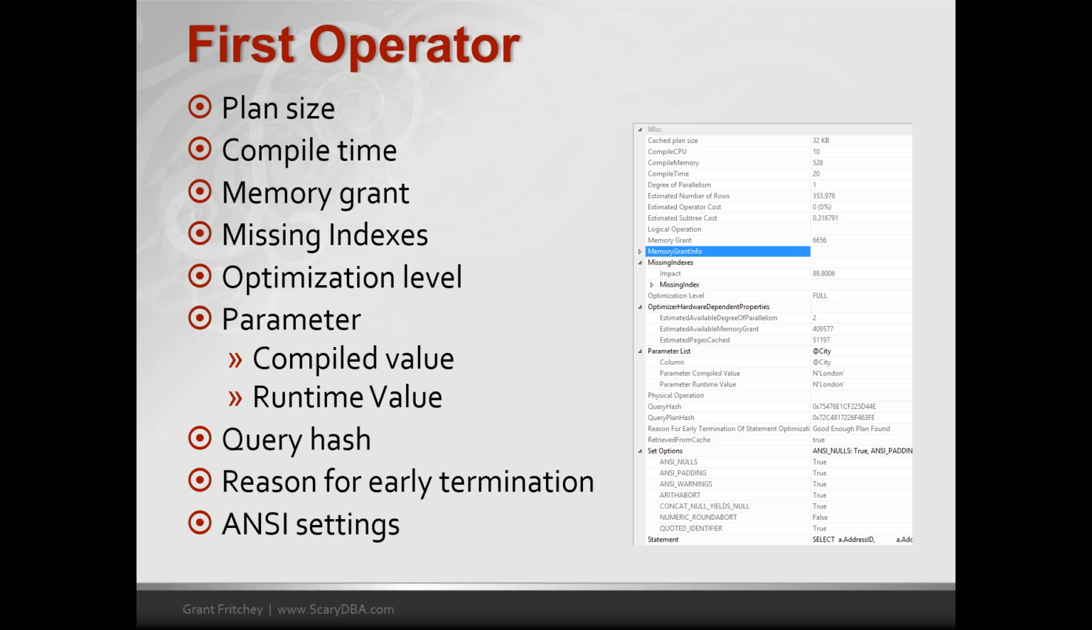Another thing is the reason for early termination. Now, there could be an error, but there could also be a situation where the reason for early termination is timeout. Timeout is very interesting, because what it means is that the optimizer more or less gave up. It stopped trying. So if you see reason for early termination timeout, that means that it's gone through a series of optimizations, but it stopped.